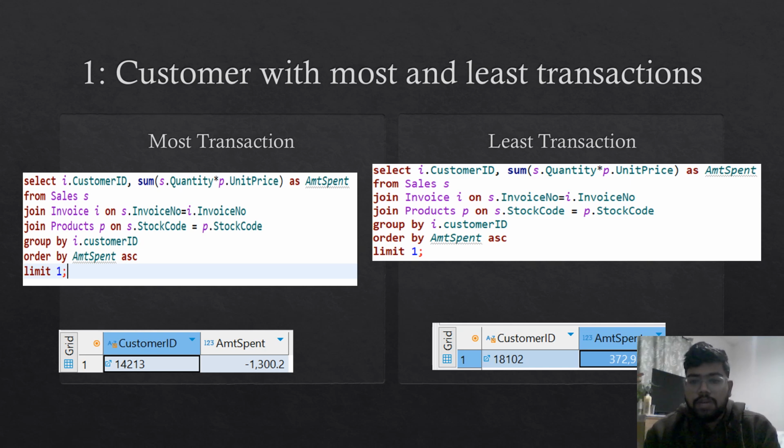Only then we can group it by the customer ID from the invoice table, and we are getting the order amount spent. So we are ordering the amount spent in ascending order to get the least transaction customer, and we are limiting it to one because we need only the customer with least transaction. So we get the answer as the customer with customer ID 14213 with an amount spent that is a negative number. And in the same way we order by descending order to get the customer with the highest amount spent. And we can see the customer 18102 is the customer with most number of transactions and highest amount spent.